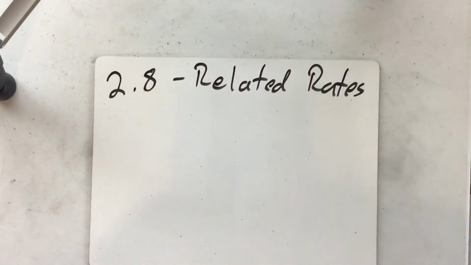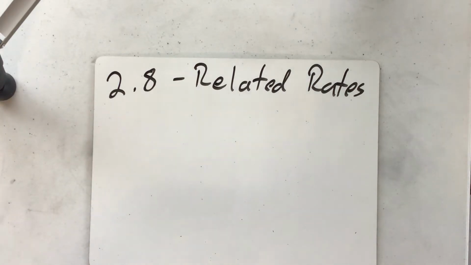Time for section 2.8. This is a section on related rates. Hopefully you have gotten really good at derivatives. You've taken your quiz, you've gotten all your derivative problems now, and now we're ready to move into the part of the semester where we use derivatives to solve different types of problems.